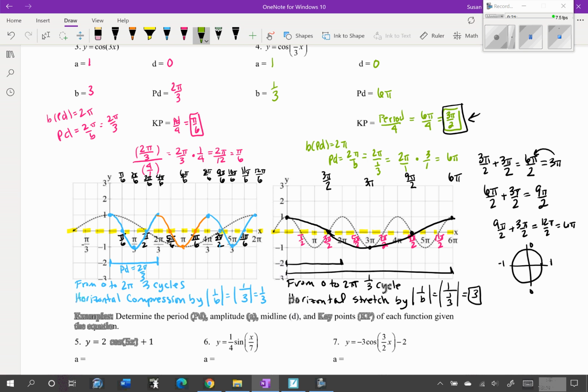So if you notice your parent graph, this is one parent wave, this would be the second wave, and the third wave. So notice that it is 3 times as big as your parent graph, so that's why it's a horizontal stretch. But the b value is 1/3 because it's a third of the cycle from the parent graph.